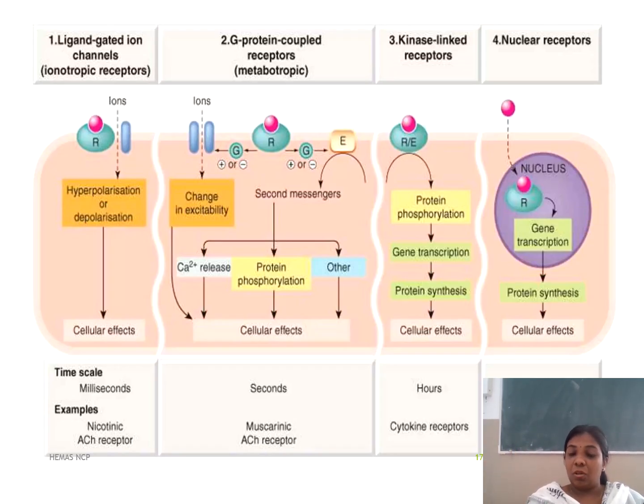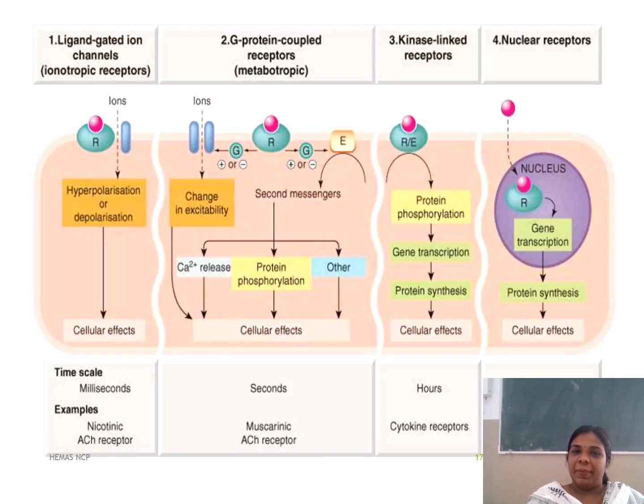The common secondary messengers are cyclic AMP, inositol triphosphate, diacylglycerol, calcium, etc. Calcium is responsible for contractions. The effects are changes in excitability, enzyme activation, secretion, smooth muscle contraction or relaxation, etc. So, what is the clinical importance of these receptors? They are the largest drug target family.